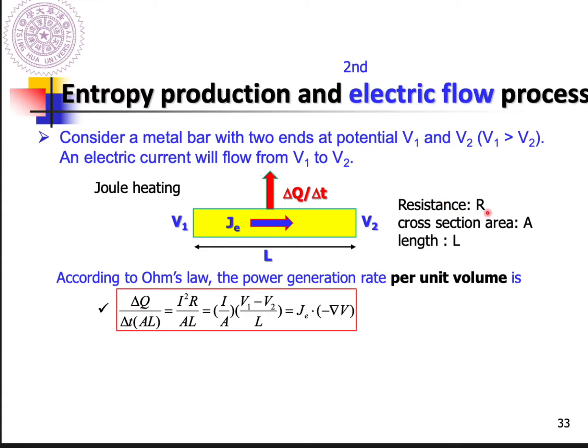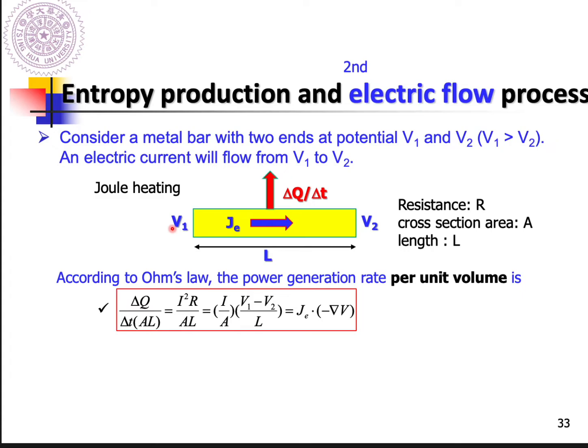Just remind your resistance is R, and the cross-section of this metal bar is A, and the length is L. So based on this, A times L is the volume of this metal bar. So you just separate I squared R. You put one I here, and IR, what's the IR? It is delta V, because the electrical current flows this way, so it's V2 minus V1.